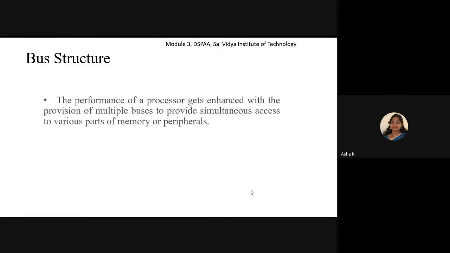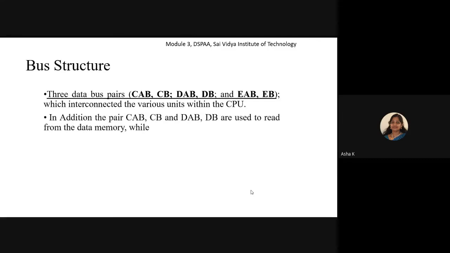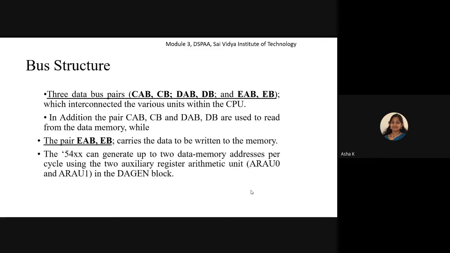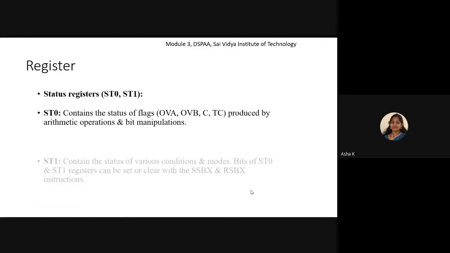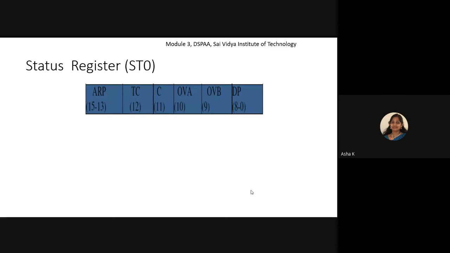And we were also discussing the bus architecture. We have one program bus and three data bus pairs. Of the three data bus pairs, two are used for read operations and one is used for write operations. CAB, DAB, DB are used for read operations. EAB, EB are used for write operation. And we were discussing the registers: status register 0, status register 1, and PMST, the processor mode status register. These three status registers I was discussing yesterday.